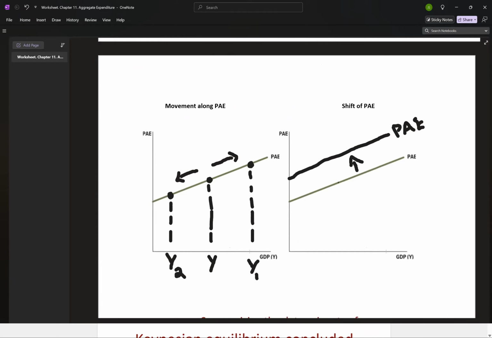Let's say the net exports decrease. So that means your planned aggregate expenditure curve is going to shift downwards. And since it's also a non-income determinant, that's what causes shifts, and it's decreasing. So that's how you know that it shifts downward. I hope you gained more information about the different factors that cause movement along the PAE curve as well as a shift of the PAE curve.